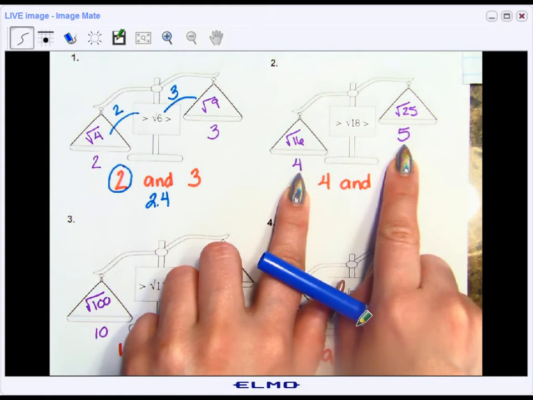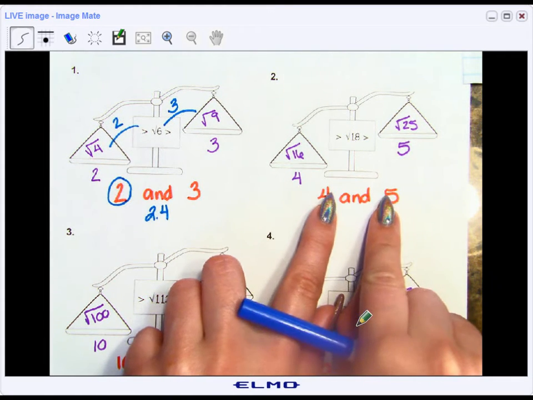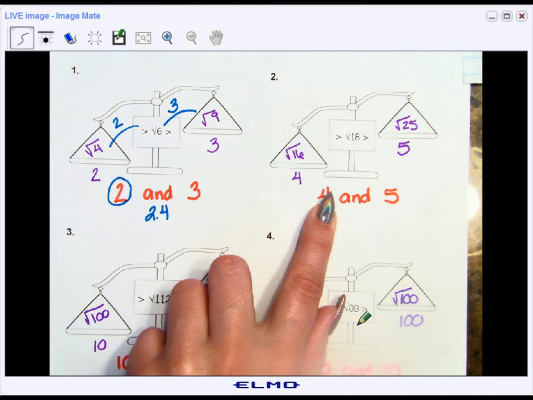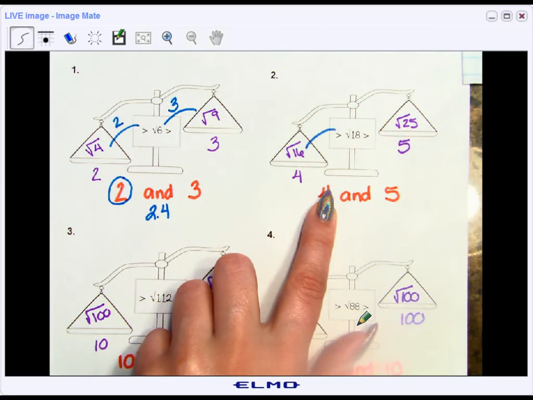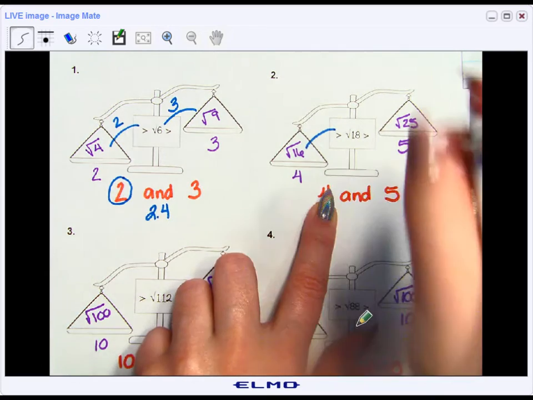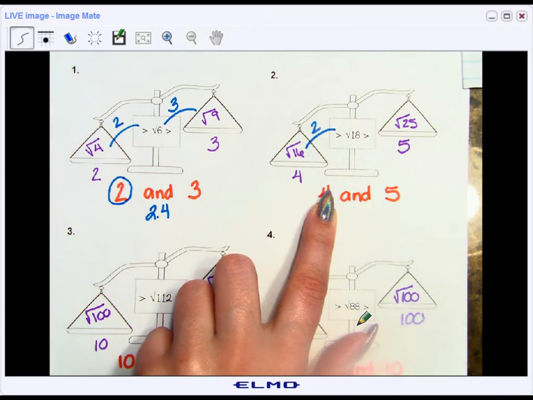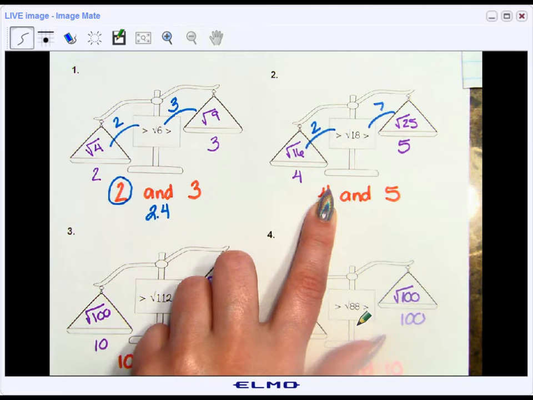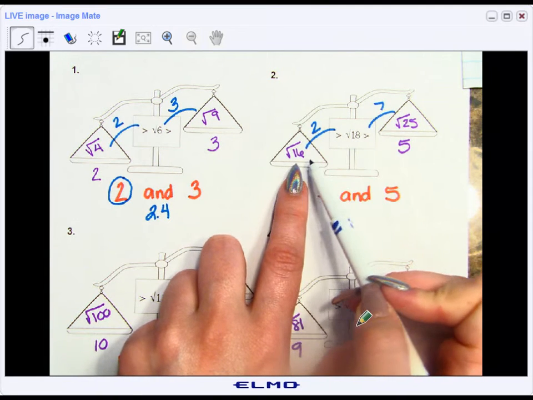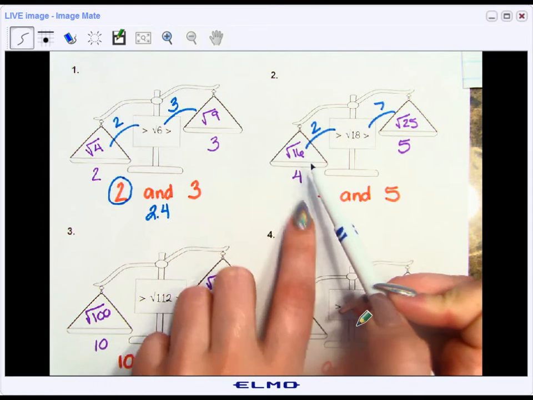Now I need to figure out between which two. Yes, it's 4 and 5, but now which one is it closer to? So again, I'm going to do the distance or difference. Between 16 and 18, that difference is 2. And between 25 and 18, that difference or distance is 7. So the square root of 18 is closer to the square root of 16, which is 4.